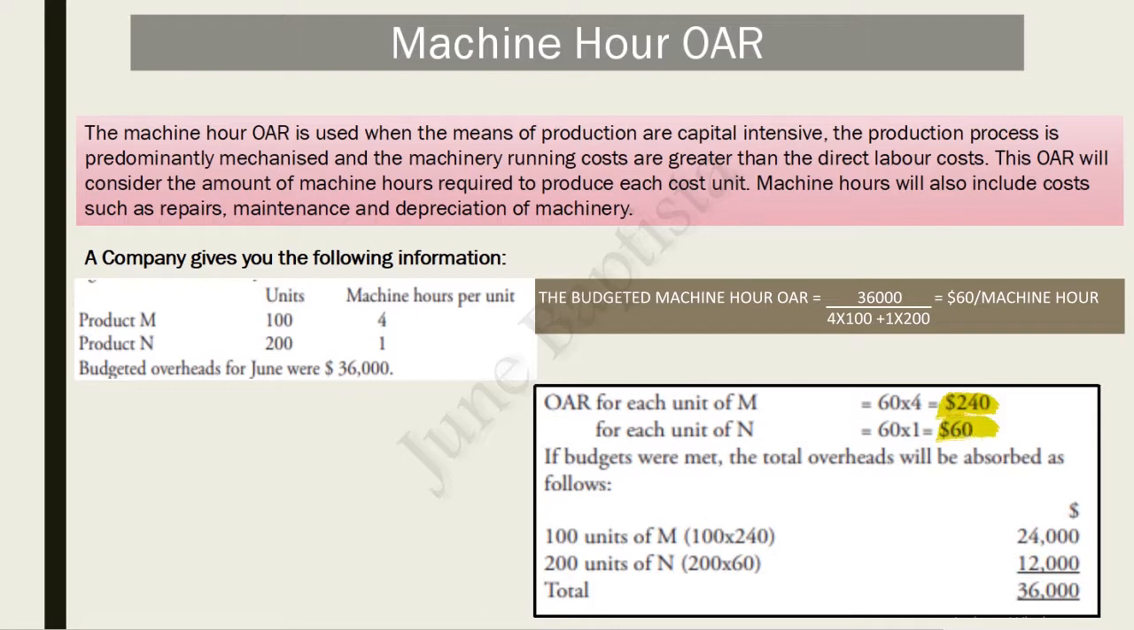If the budgets were met, the total overheads would be absorbed as follows. 100 units of M, that would be 100 times 240, which is $24,000. 200 units of N, which would be 200 times 60, $12,000, to give you the total budgeted overheads of $36,000.